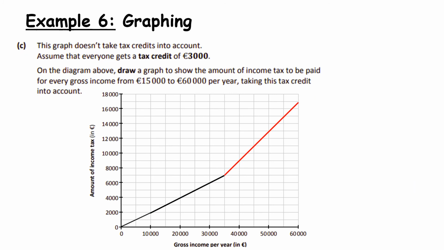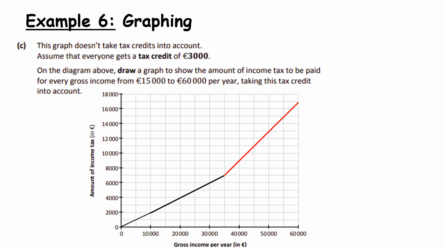Part C. This graph does not take tax credits into account. Assume that everyone gets tax credits of €3,000. On the diagram above, draw a graph to show the amount of income tax to be paid for every gross income from 15,000 to 60,000 per year, taking this tax credit into account.